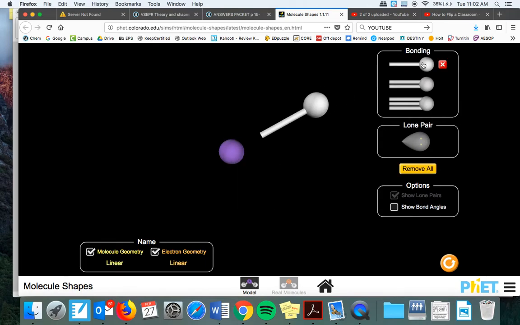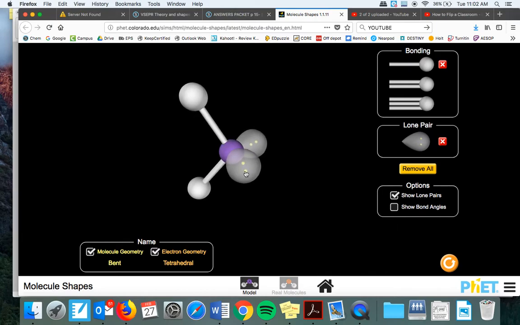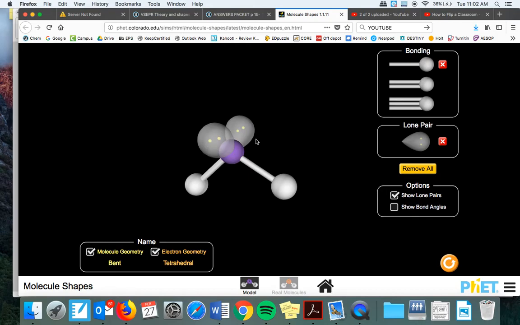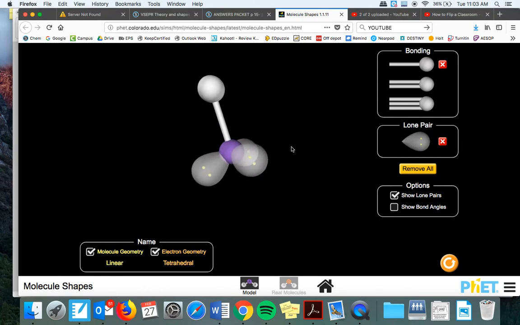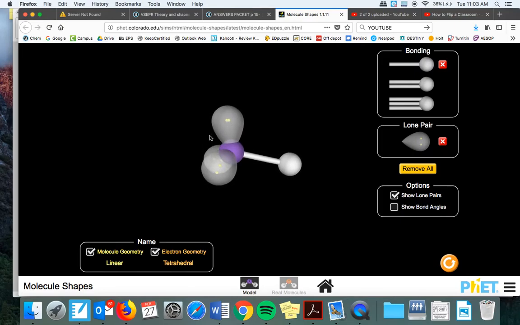And then when we add the 2 lone pairs, this would also be tetrahedral geometry because we have 4 areas, but the shape is bent. And then the last example that we just went over, I think I can do this on here, we have a linear molecular shape, but it's still tetrahedral geometry because there's these 3 lone pairs and then 1 bond.